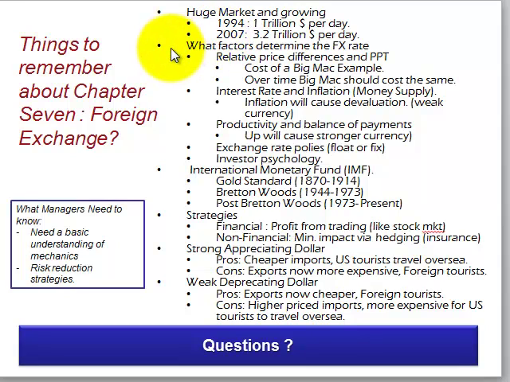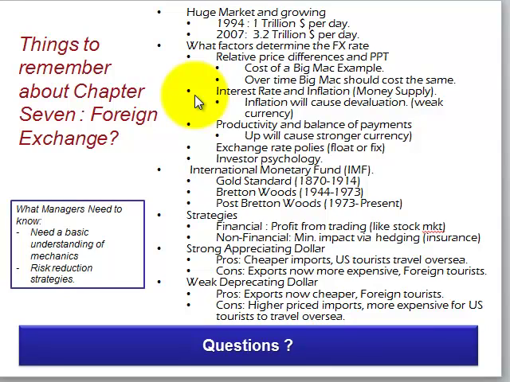So it's important to understand what are some of the factors that determine an FX rate. Well, the first factor is any relative price differences in purchasing power. For example, they use the example of a Big Mac: when you adjust for foreign currency, it should basically cost the same every place around the world. And where it doesn't, those prices in terms of FX will be adjusted properly.